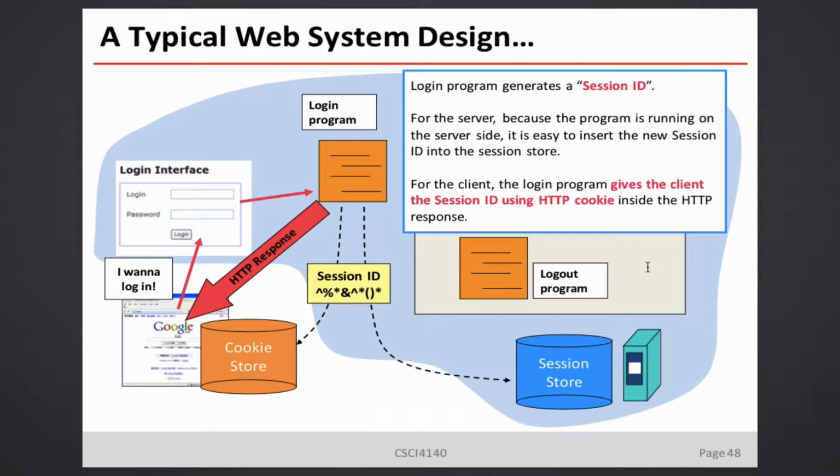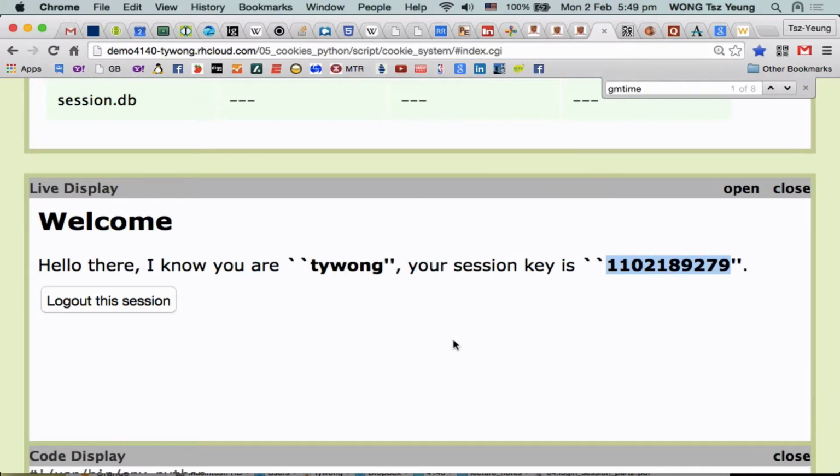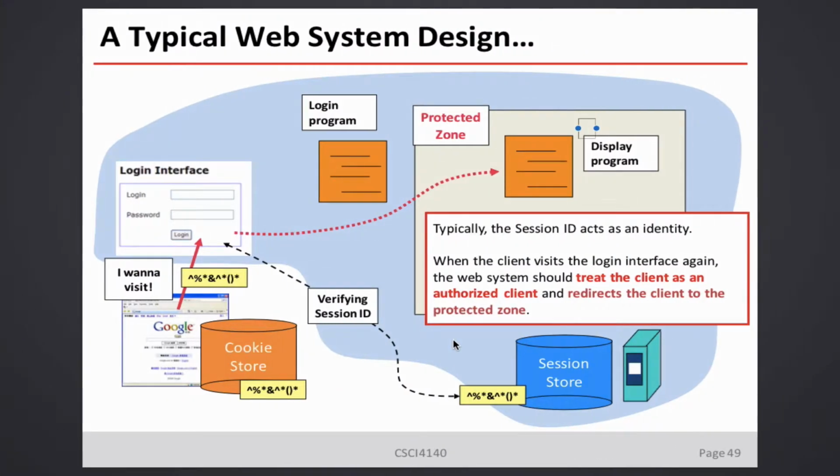So, then let's say you can use SQLite or plain text, no problem. Then what? Then I will guide the system to the display program. And in the program, you can see this. This is the display program, no problem. And in the display program, it allows you to log out.